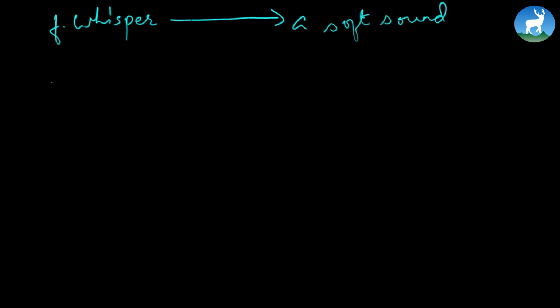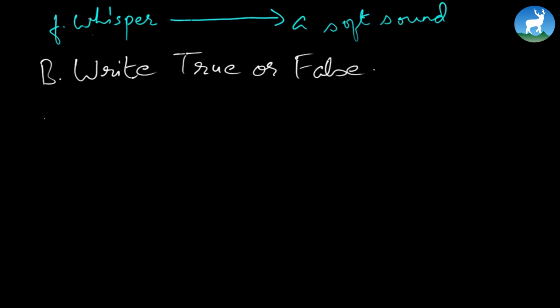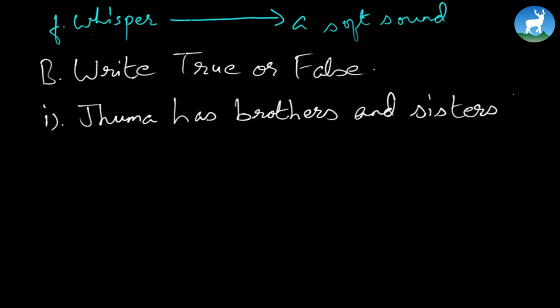Now again, number B is very simple. Number B says write true or false. Number 1, Juma has brothers and sisters. To do this true or false, read the passage time and again. If you have to read it even thrice or 4 times, go for it. Don't hesitate, because the answers lie right in the passage. Brothers, sisters. So is this true or false? You'll have to write it down.